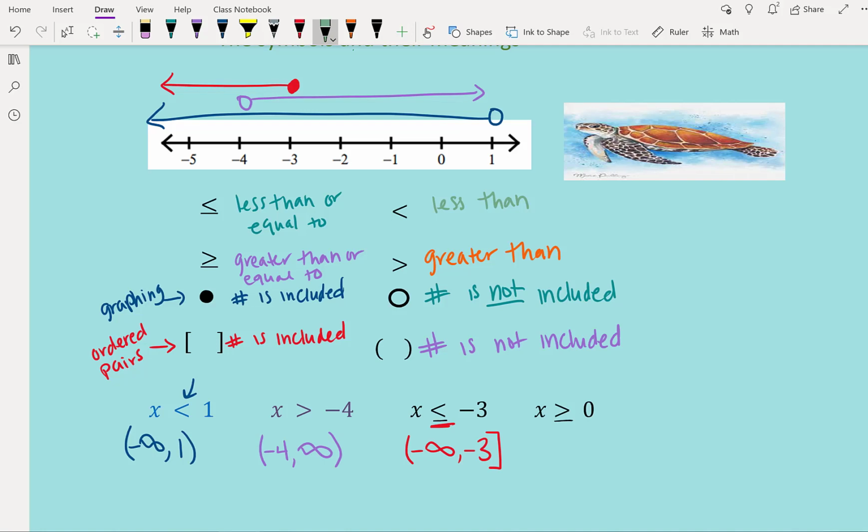Again, this one has the equality, so it's going to be a bracket with 0, because that's going to be the smaller end, and then a positive infinity with the parenthesis. Infinity always has parentheses, always. Because it's or equal to, it's included, we're going to have a closed circle at 0 and represent everything bigger than 0. So that's how we graph those.